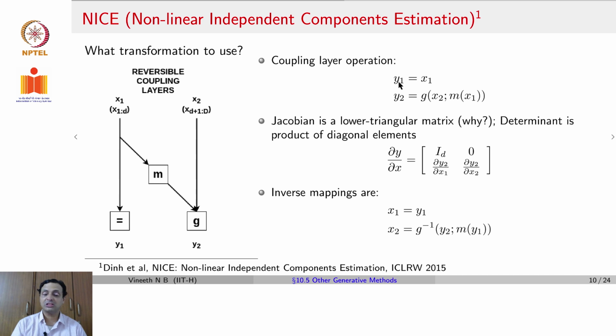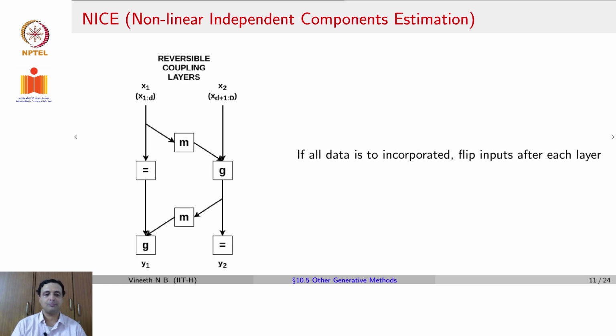What would the inverse mappings be? The inverse mappings would be x1 equals y1, of course, and x2 would be g inverse of y2 and m of y1. That would be the inverse operation in this particular case.